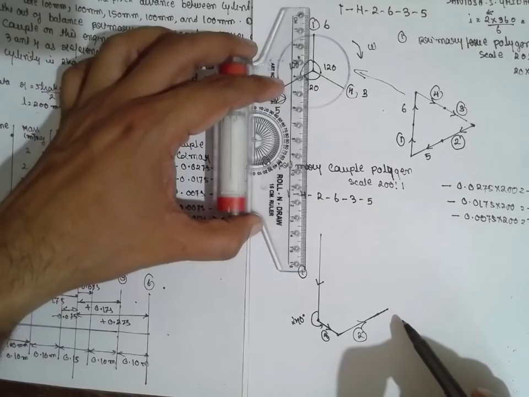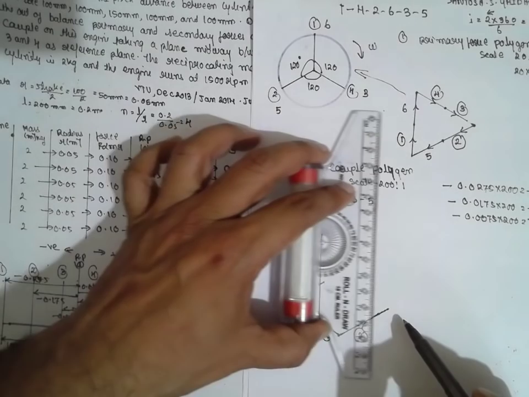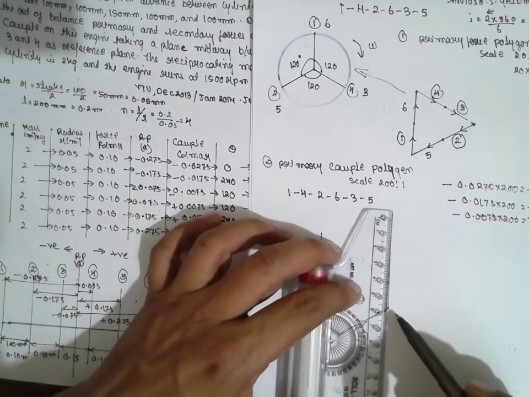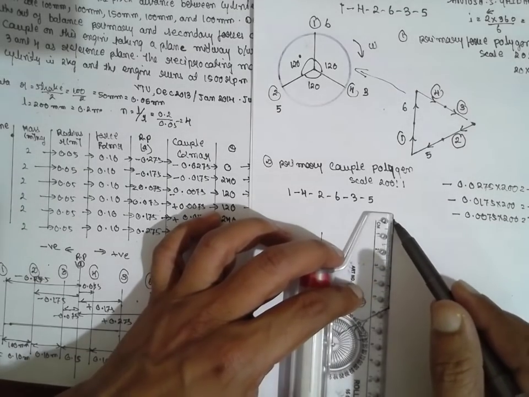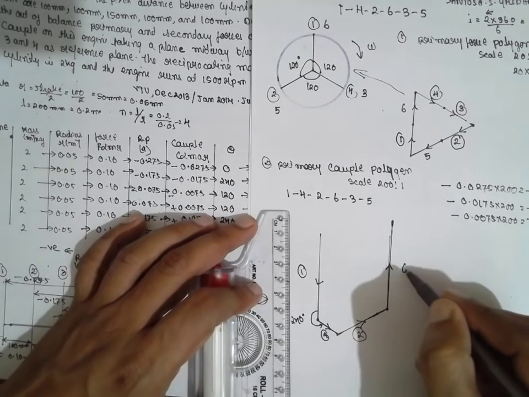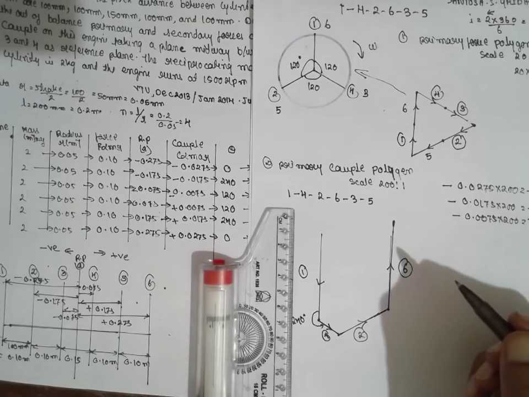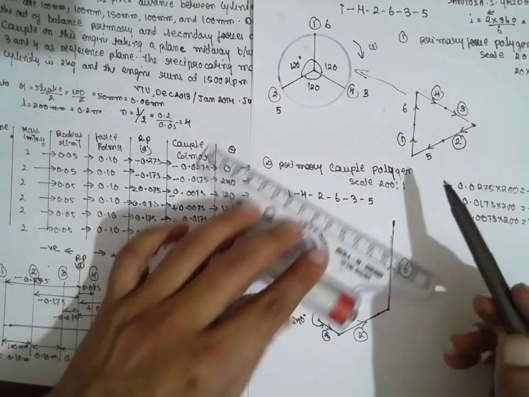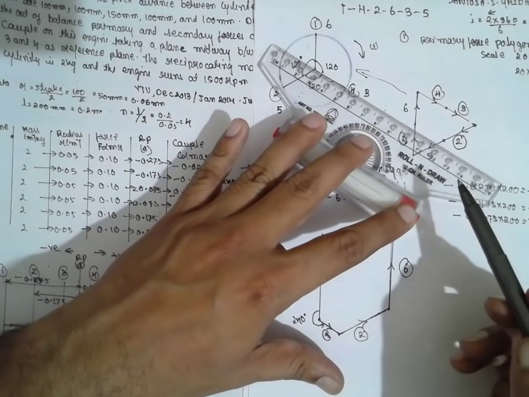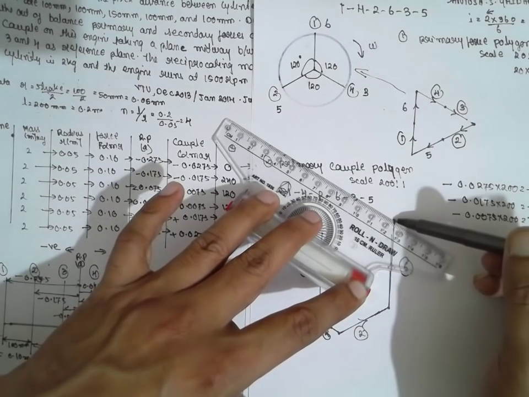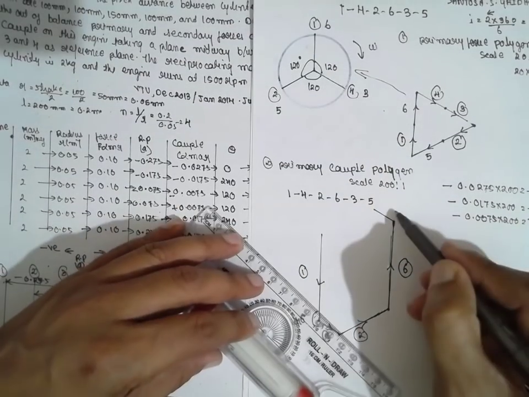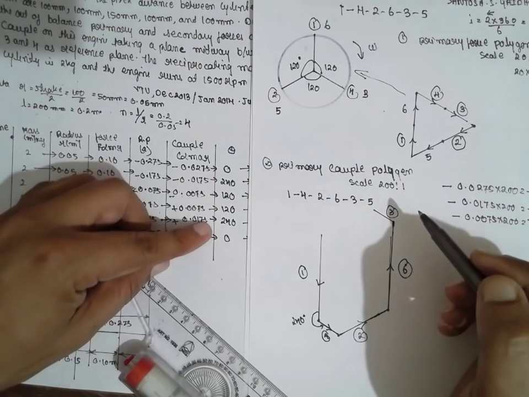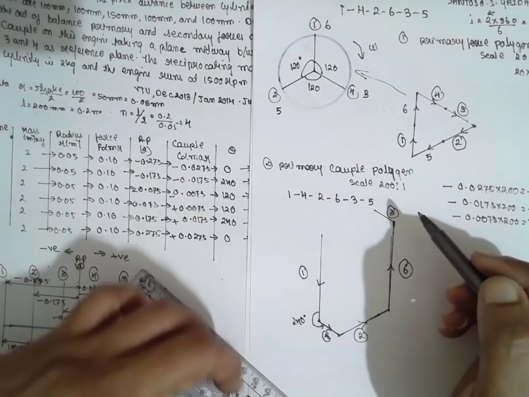Next is about 6. 6 is nothing but 1. It is 5.5, exactly parallel to this one. 1 is nothing but this one, that means exactly parallel to this one. 5.5, the arrow will be in this direction. Firing order 6. And next is about 3, which is in this direction. 1.5. This will be 3.